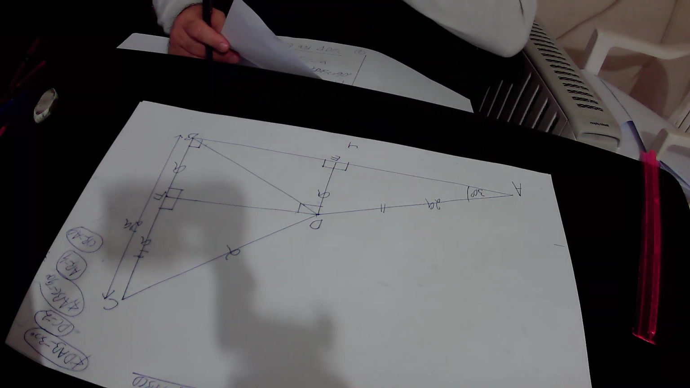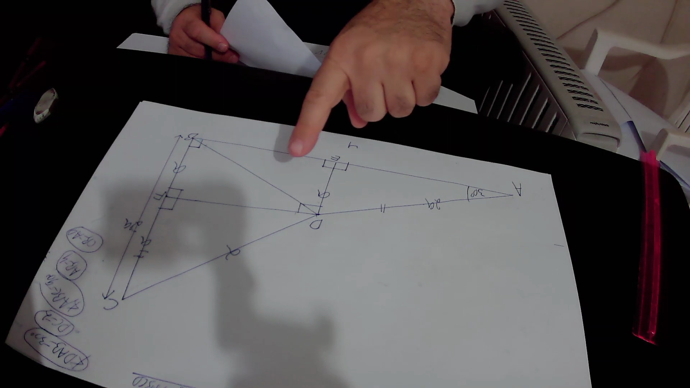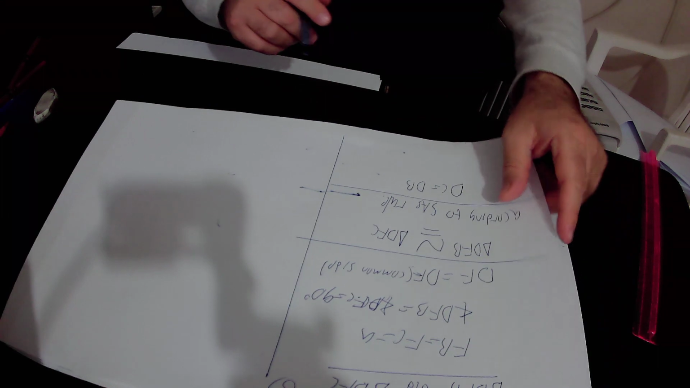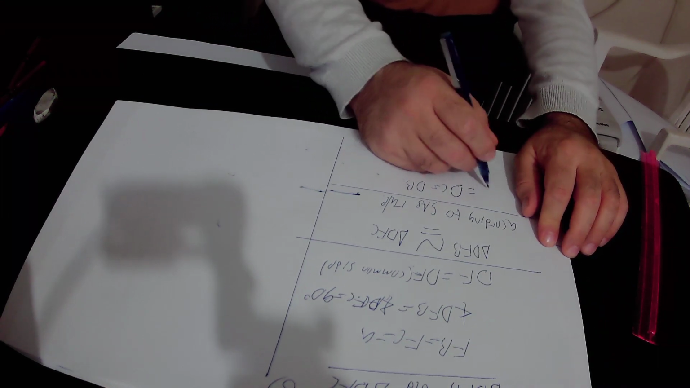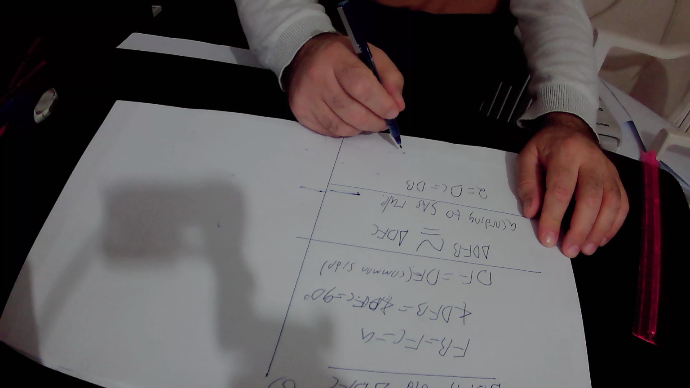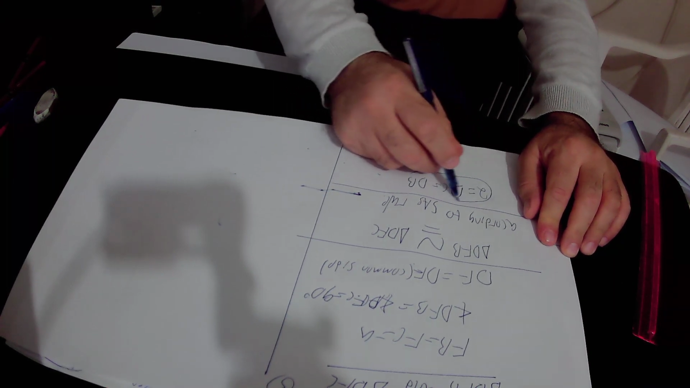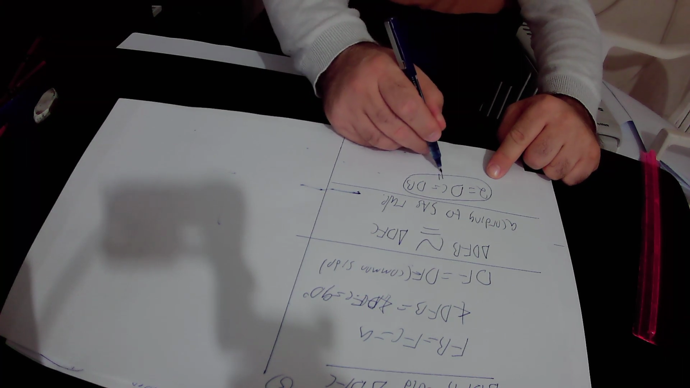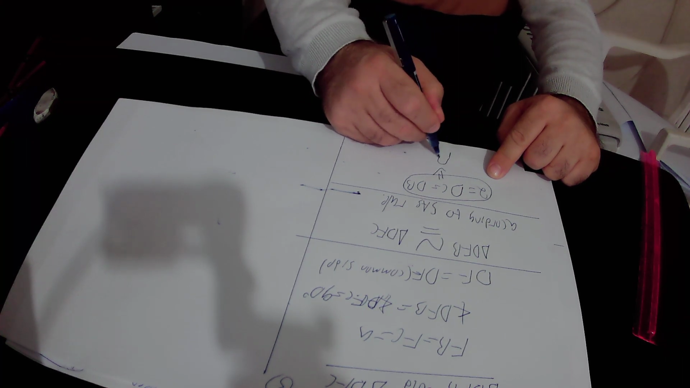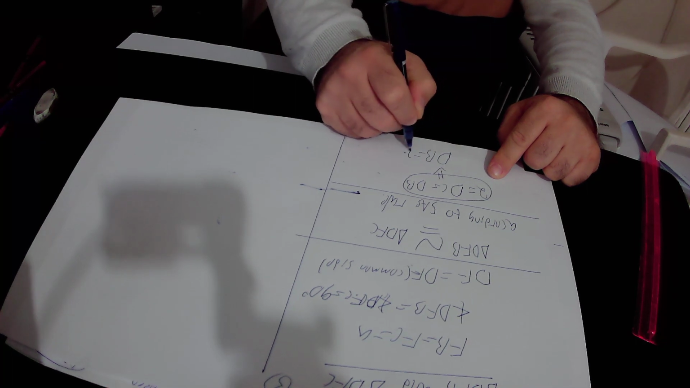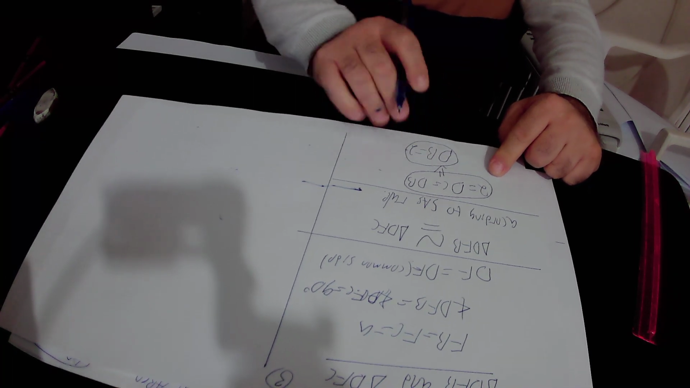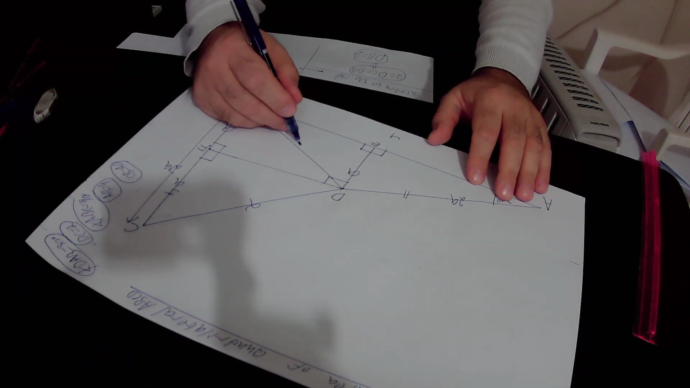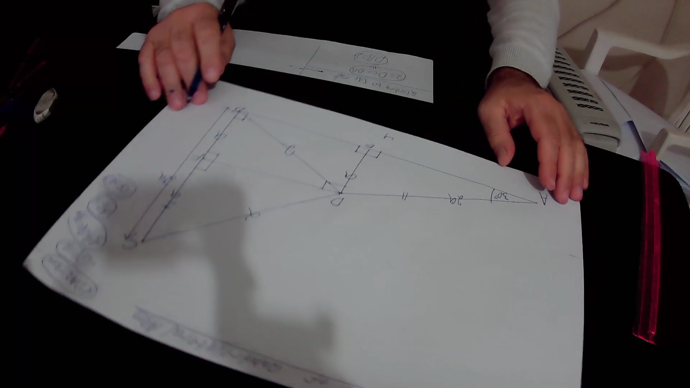But according to what is given in the question, DC equals 2 units. So we can write here that DC equals 2 units, and from this equation, we will derive that DB also equals 2 units. So we can write here that DB equals 2 units.